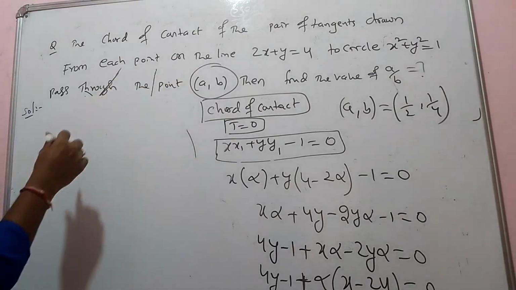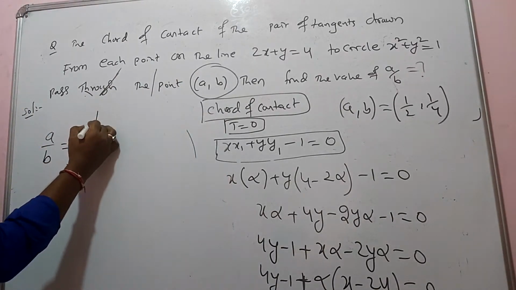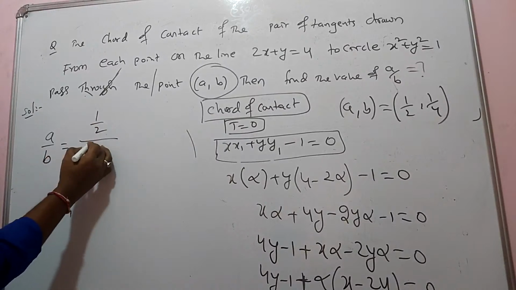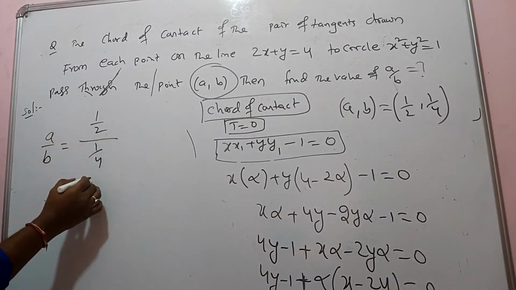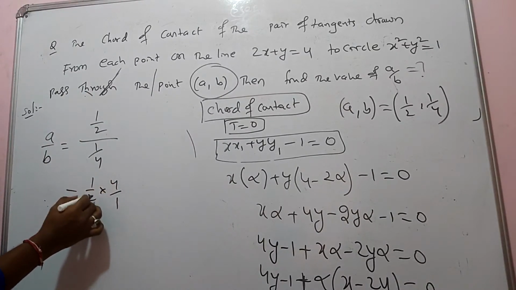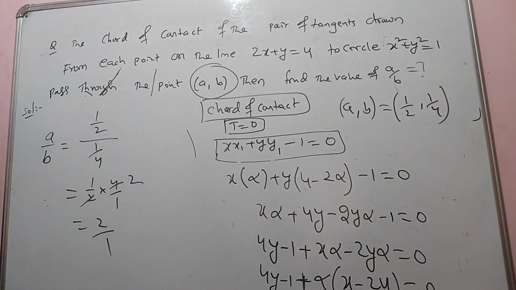The question is to find a by b. What is a? A is 1 by 2. Divide by b, which is 1 by 4. So 1 by 2 divided by 1 by 4, this is 1 by 2 into 4 by 1. The 2's are cancelled. 2 by 1 is the answer. So the answer is 2. Understood? Did you understand this? Let us move on to the next question.